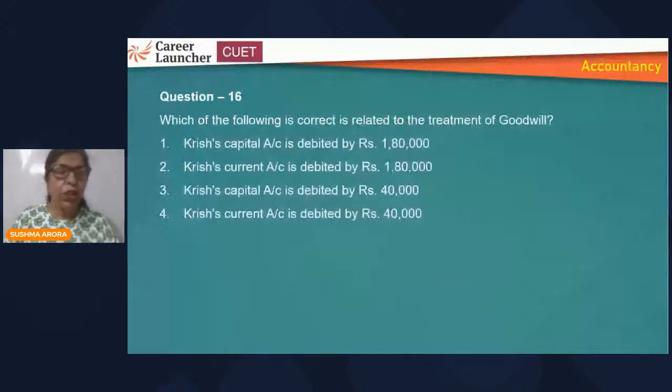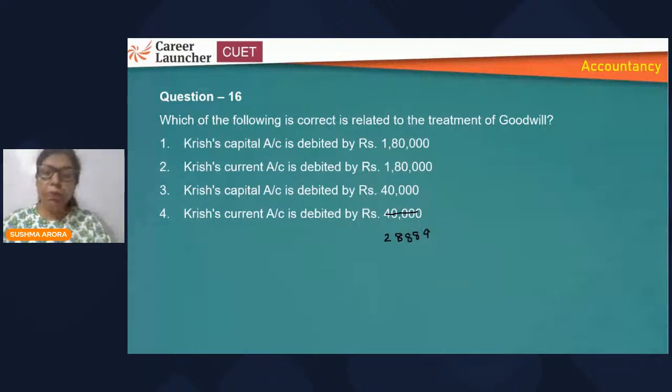Which of the following is correct related to the treatment of goodwill? See, the amount we can say here will be 2,889. How will that amount come? See, I am giving you the goodwill of the firm. Goodwill of the firm is 1,80,000.